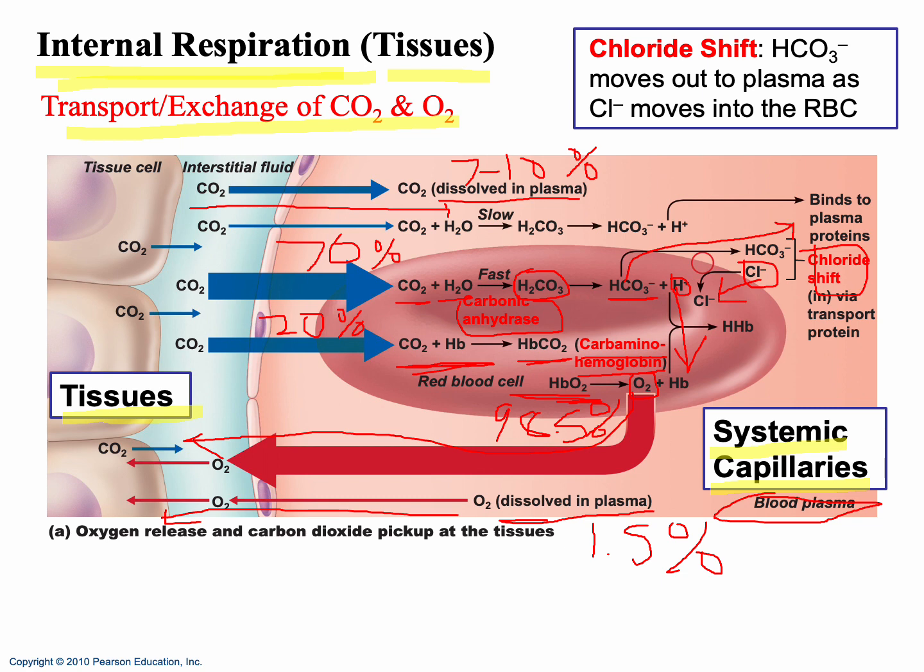So now we can see our three major methods of CO2 transport in the body and two major methods of how oxygen is transported in the body, and also the two forms of respiration: external respiration occurring between the alveolus and pulmonary capillaries, and here internal respiration, the movement of the gases between the tissue cells and systemic capillaries. Very important information to review for sure.